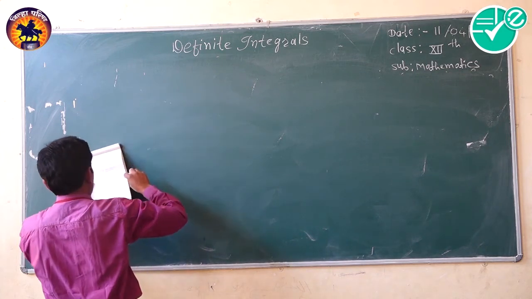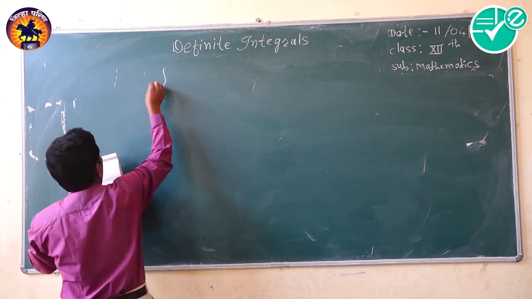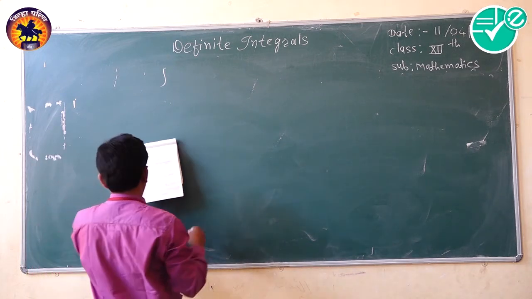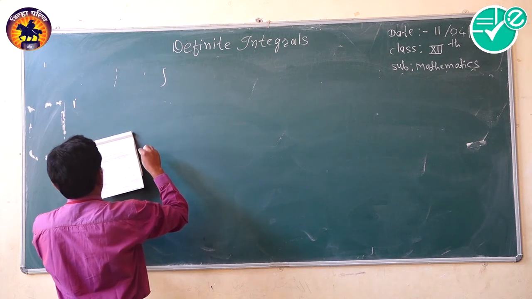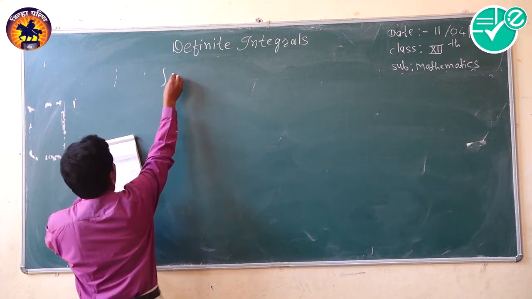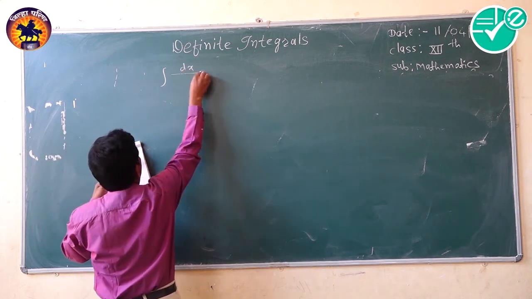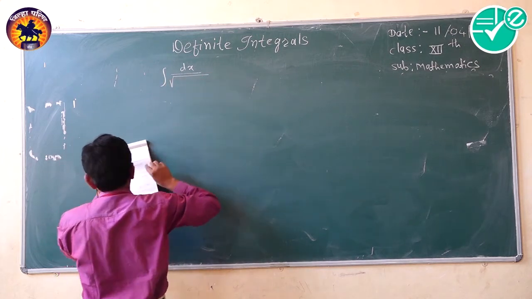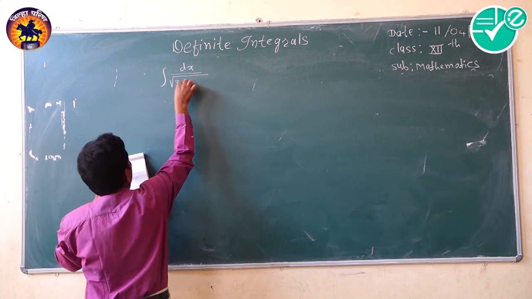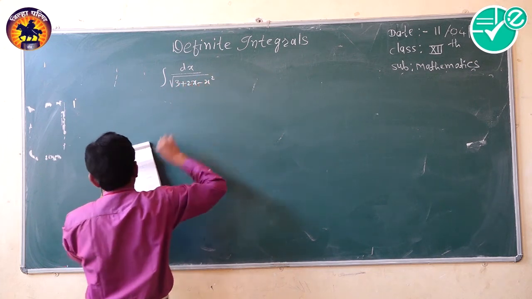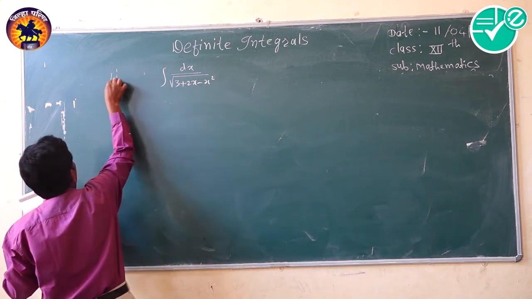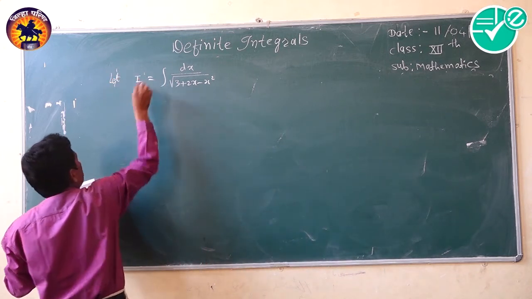Integration, or evaluate, dx upon under root of 3 plus 2x minus x square. Again let I is equal to this.